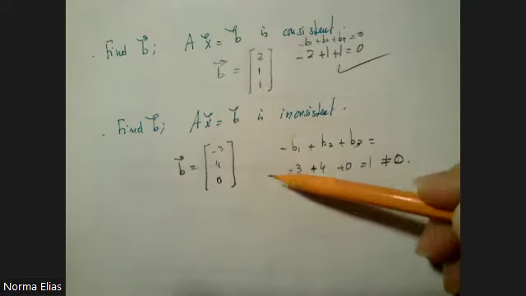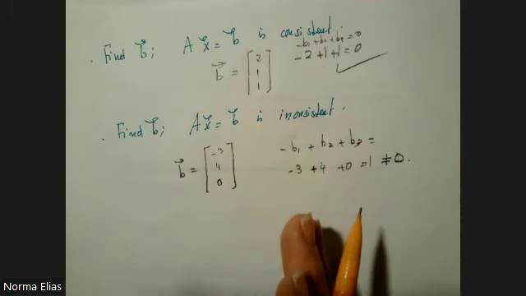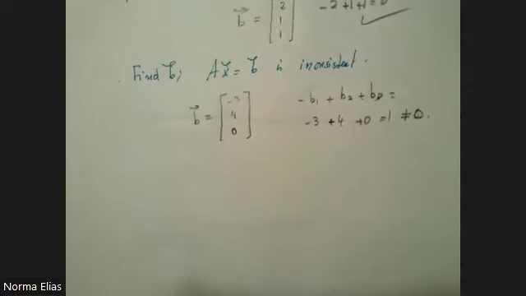And for some vector, the system will be inconsistent. So we don't have a solution for all B's. We don't have consistency for all B's. So in this scenario, the following happens.